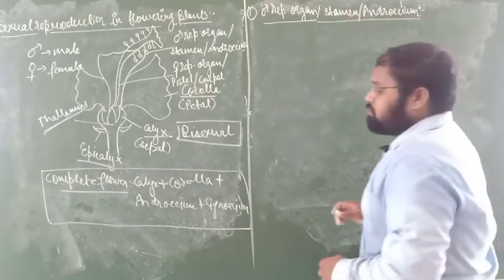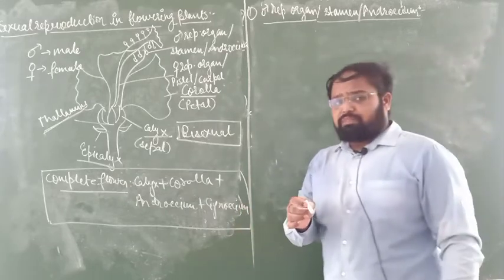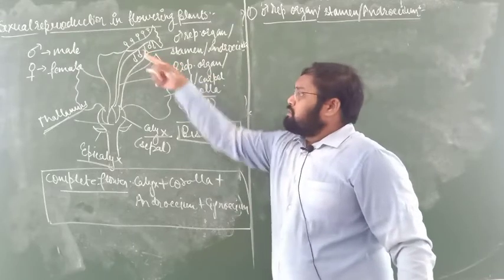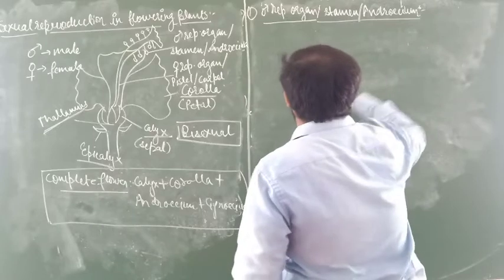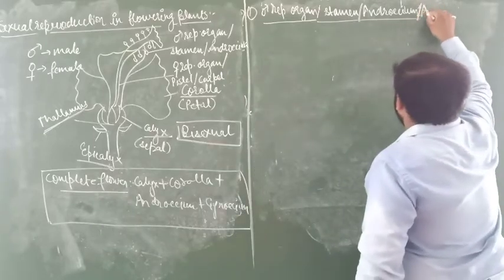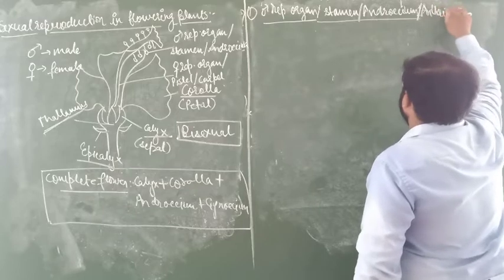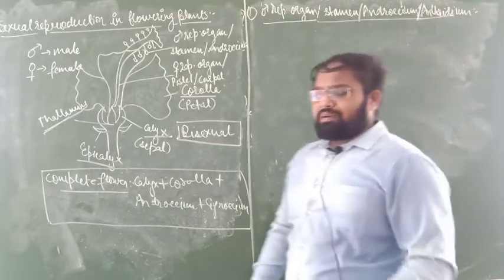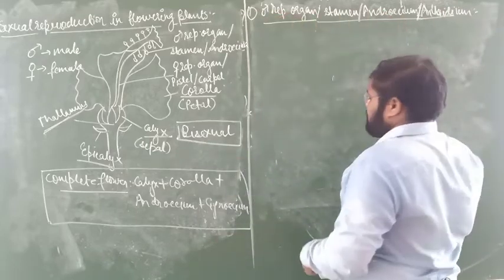Now, one by one, we have to discuss the male and female reproductive parts. All the parts are very important. Suppose this one is the stamen. In some books, it is also called the androecium, but sometimes it is written wrongly. Listen very carefully: only two names you have to know for the male reproductive organ, stamen and androecium.